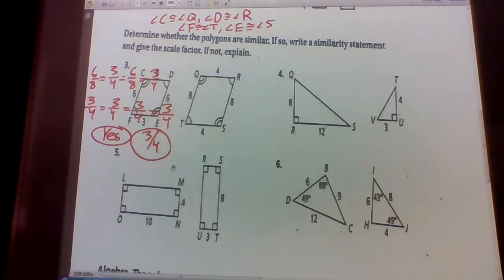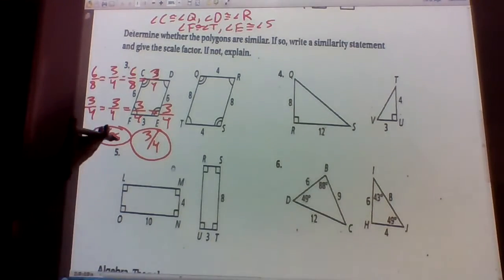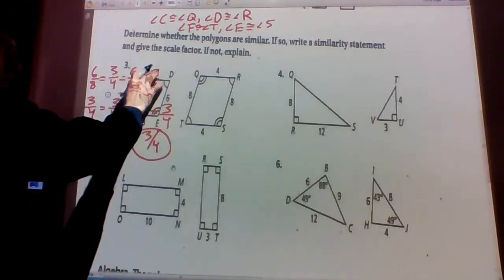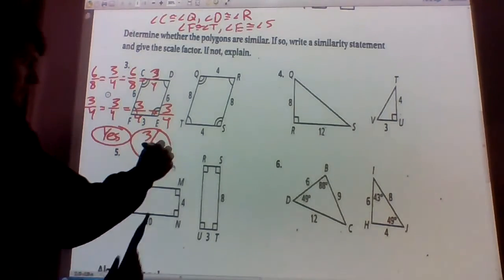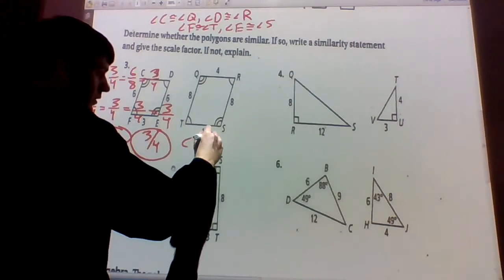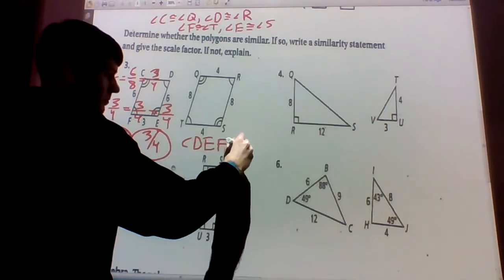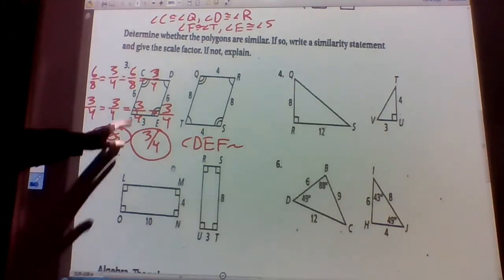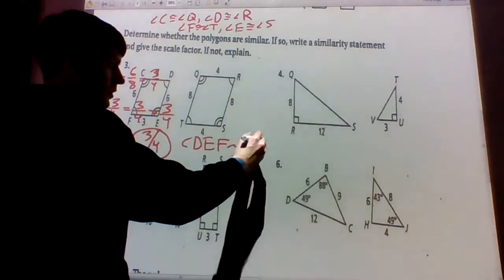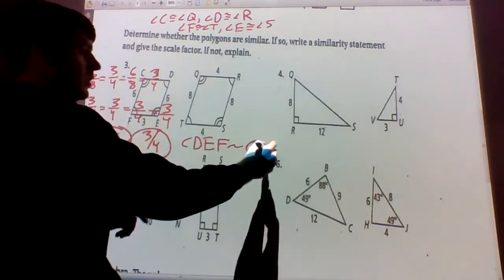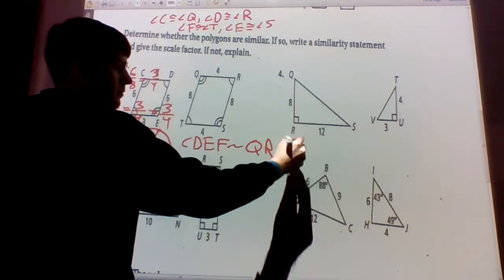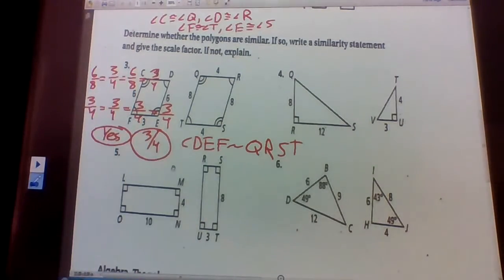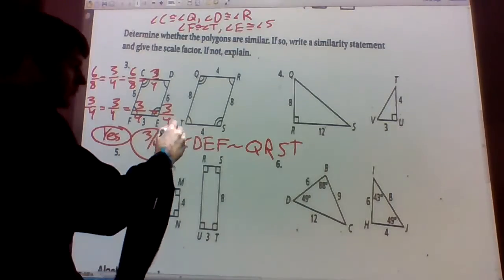And the last thing is we need a similarity statement. So we can name this figure a number of different ways. You want to go clockwise or counterclockwise, starting from one point. So let's just start at C and call it CDEF. Okay, C corresponds with Q, so we're going to say QRST. Okay, so that's your similarity statement.